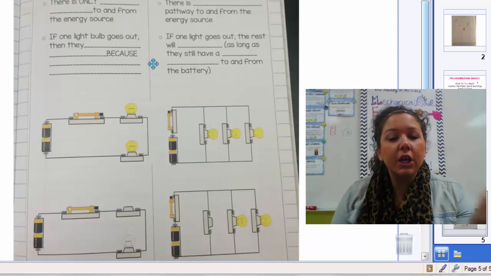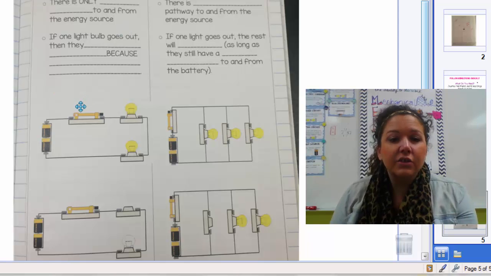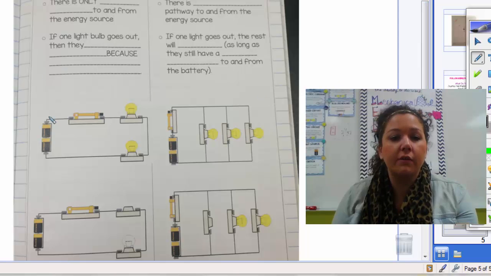And let's look at how we should approach a question that involves a circuit. We are going to need to do some tracing so that we can figure out which light bulbs are turning on and which light bulbs are turning off. We're always going to start at the energy source.